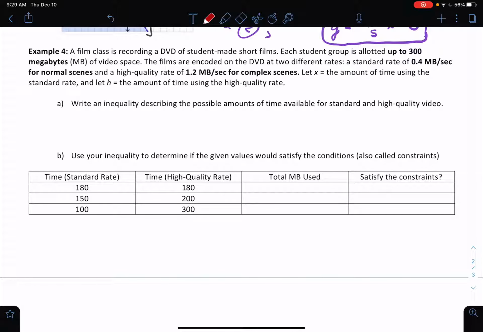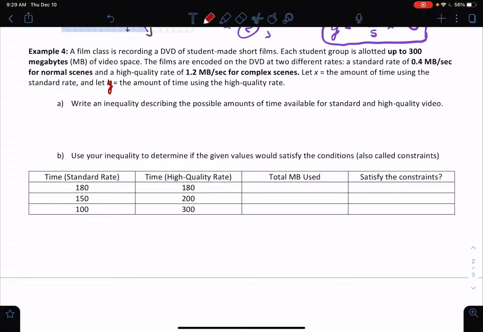Let X represent the amount of time using the standard rate, and let Y represent the high quality rate. So write an inequality describing the possible amounts of time available for standard and high quality videos.